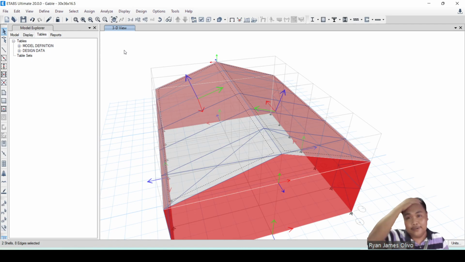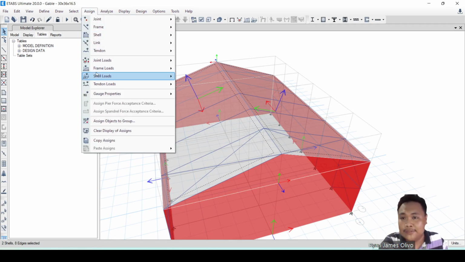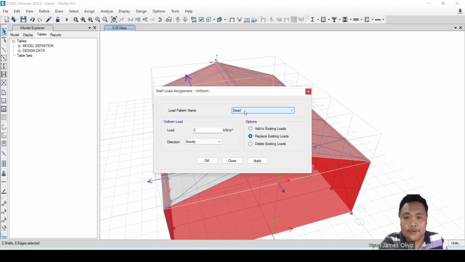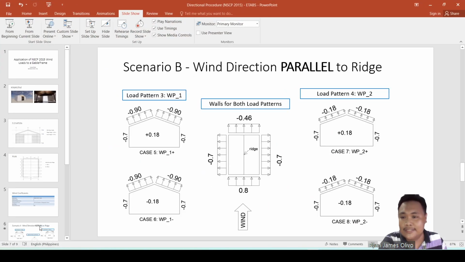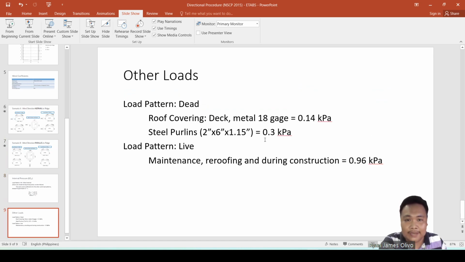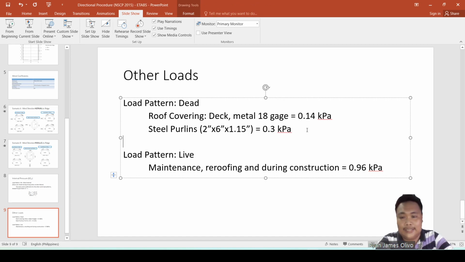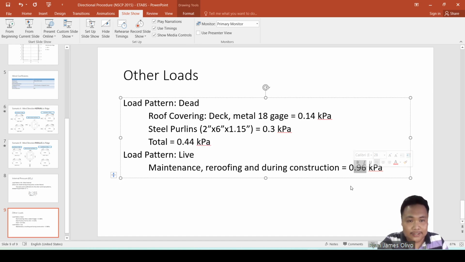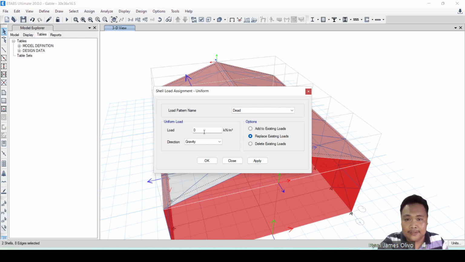So anyway, dead load and live load are easily assigned, no? So we can assign shell load, uniform. So we consider this a dead load, no? So what is our dead load and live load? Our dead load is for others, so we have done this. Dead load is 0.14 and 0.3. That is all in all, total is equal to 0.44 kPa. Then 0.96 for live load. So direction is gravity. So just click gravity and don't worry about anything.